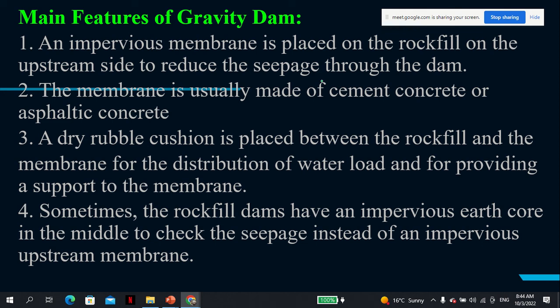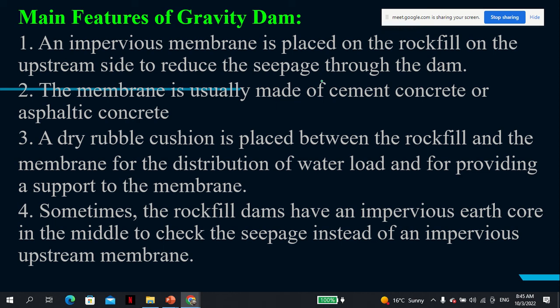The good thing with concrete is that it has good shear strength and also has low permeability, or sometimes it's made of clay, depending on the need. The membrane is usually made of concrete or asphaltic concrete. Here we say that a dry rubble cushion is placed between the rock fill and the membrane for distribution of water load and for providing support to the membrane.